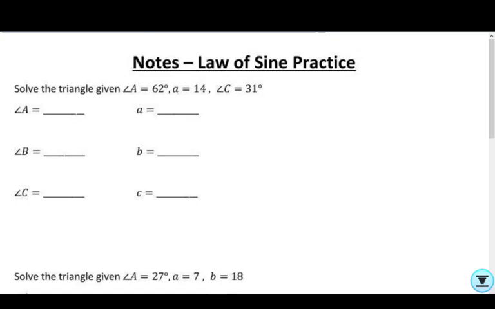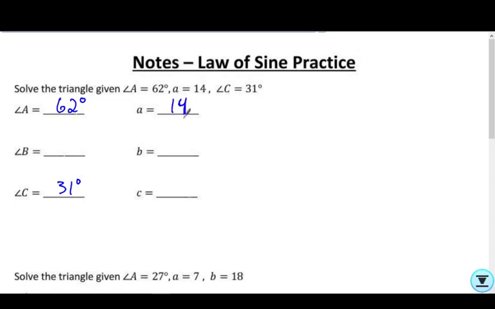Okay, so today we're going to be looking at law of sines, just practicing some examples. For the first example we have today, they've given us angle A, side A, and angle C. So again, the first thing that I would do is write down what I know. So I know 62 degrees, I know angle C is 31 degrees, I know side A is 14 degrees.